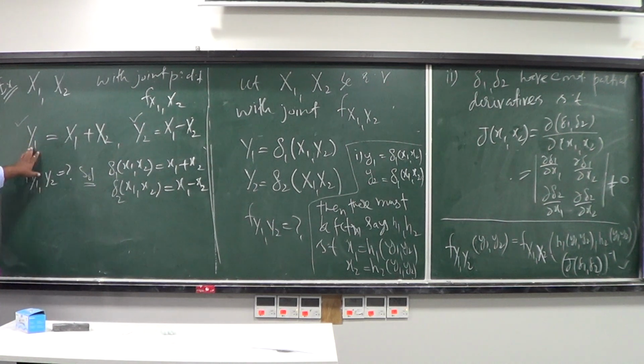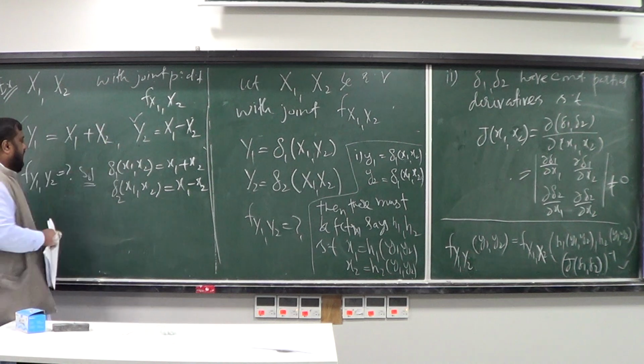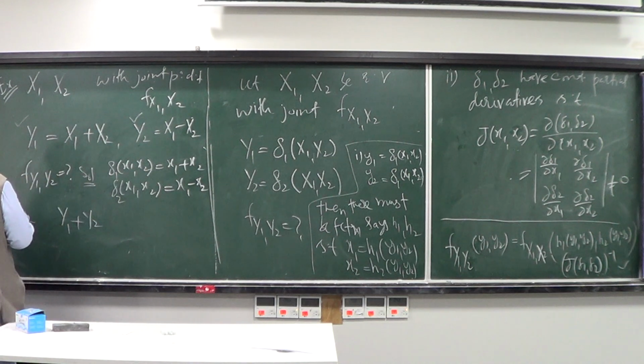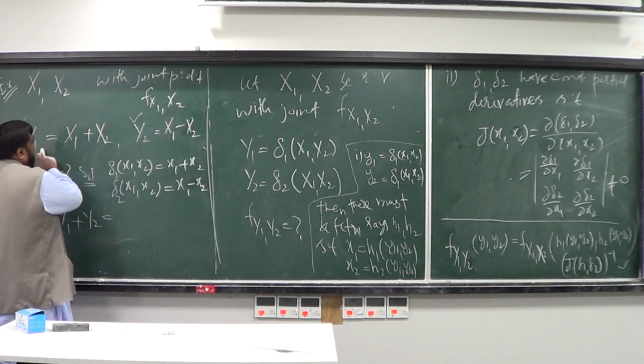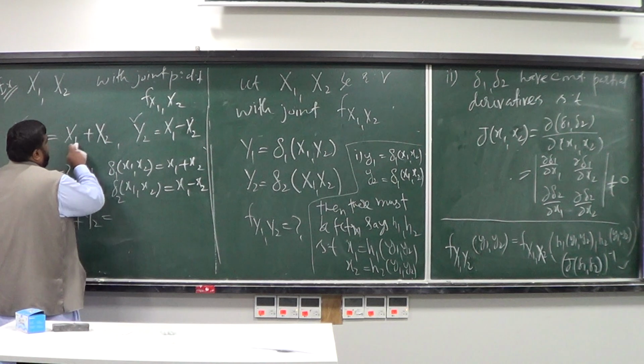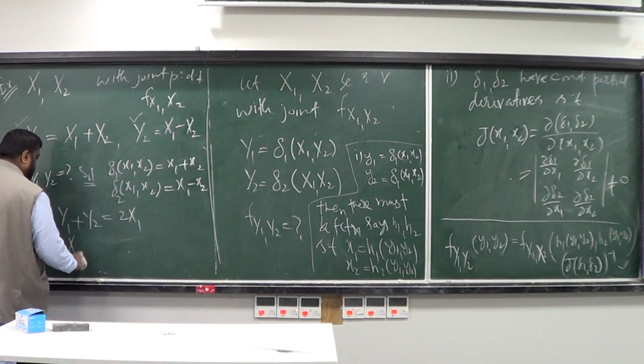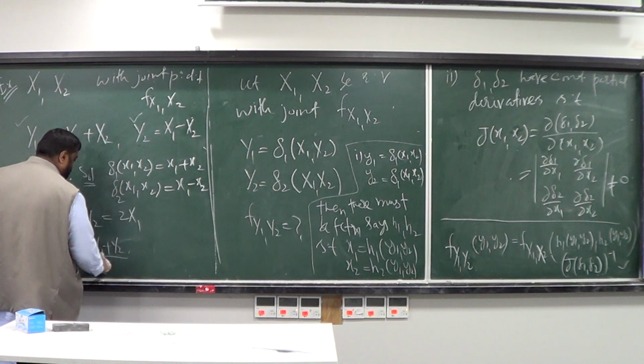Okay? So for example, if you add these two equations, now for finding h1 and h2, you need to do the inversion. And for inversion, you have to write x1 and x2 in the terms of y1 and y2. So if I add these two, the easiest way is y1 plus y2, so it's going to be x1 plus x2 plus x1 minus x2, so it's going to be 2x1. So the x1 is going to be y1 plus y2 upon 2.